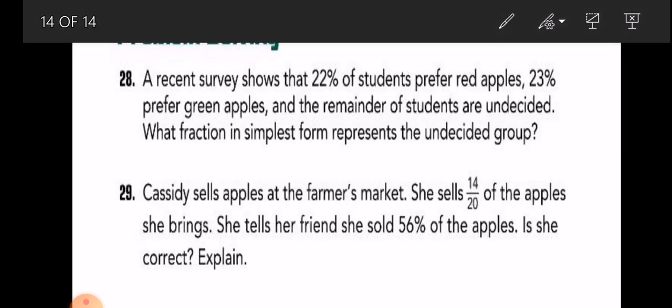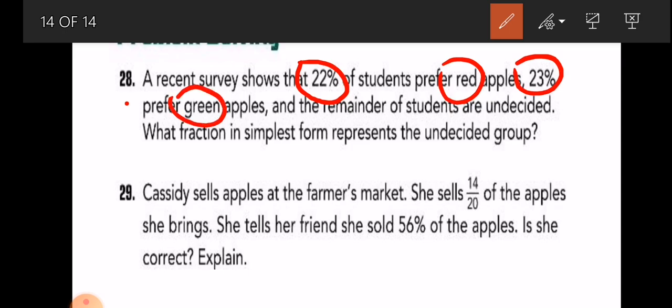Let's see the problem solving. A recent survey shows that 22% of students prefer red apples, 23% prefer green apples, and the remainder of students are undecided. What fraction in simplest form represents the undecided group? Okay, 22% of the students prefer red, 23% prefer green. Here is the information that we have. The rest, they are undecided. And I want to know the percentage of the undecided.